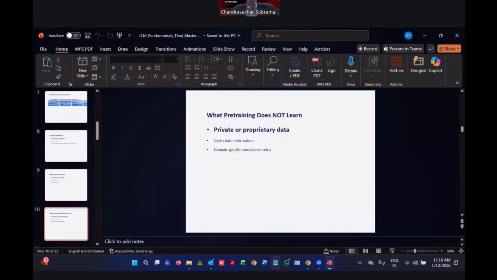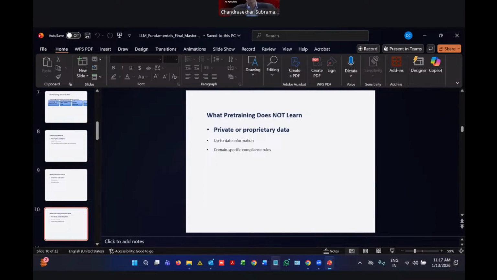Then after pre-training, there is something called fine-tuning. In fine-tuning, we try to refine this knowledge. We give an input and the expected response, so that the machine gets trained to somewhat your local environment. That is called fine-tuning.